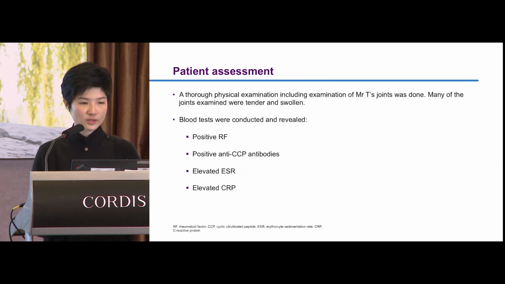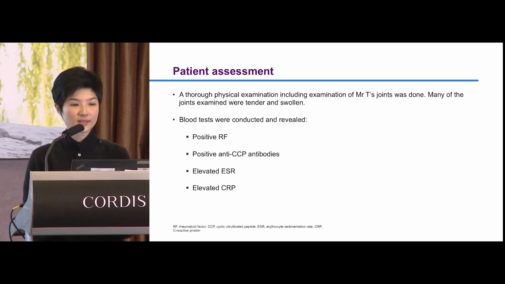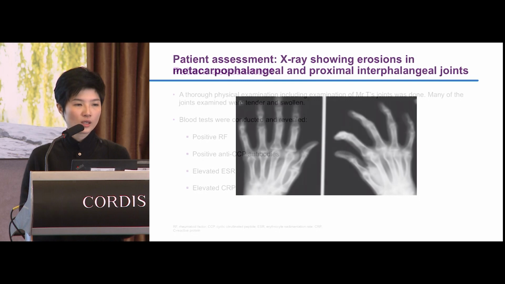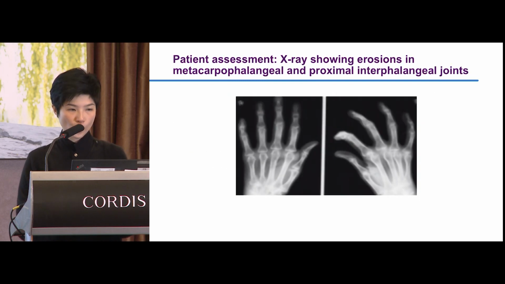So here is the patient's assessment. Many of the joints examined were tender and swollen, and blood tests were conducted and reviewed with positive rheumatoid factor, positive anti-CCP antibodies, raised ESR and CRP. So this is the X-ray showing erosion in MCP and PIP joints.